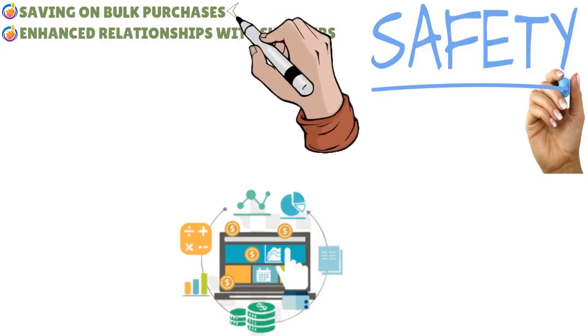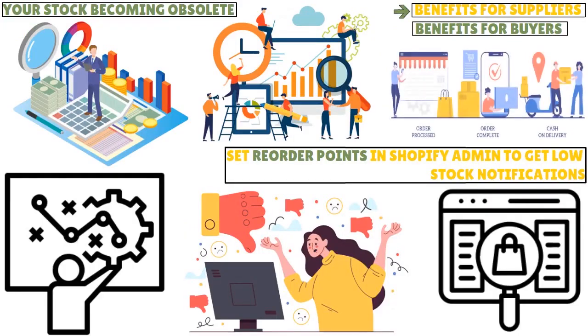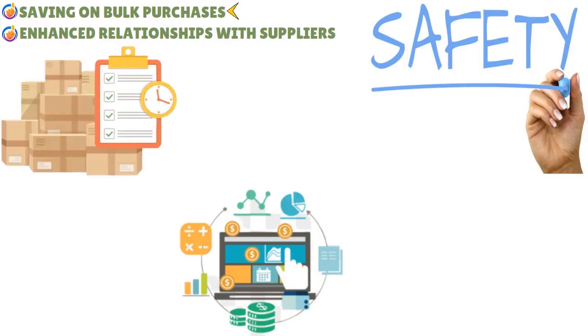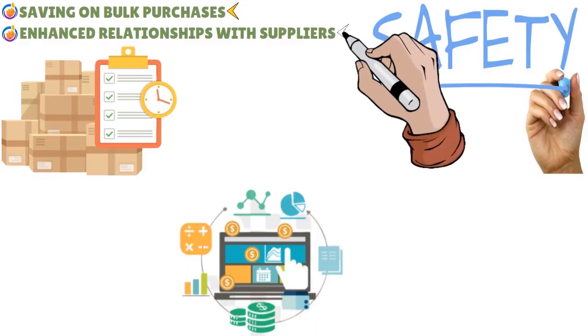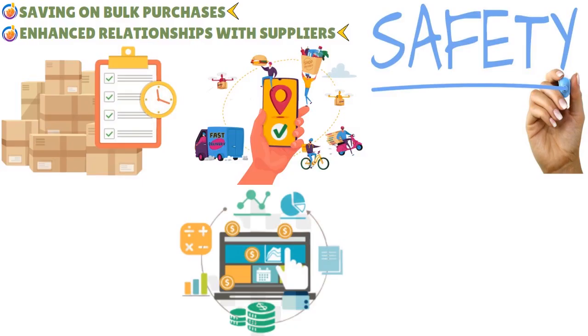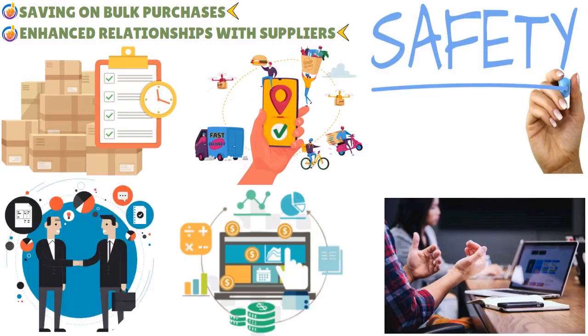So when I speak about saving on bulk purchases, if you work with suppliers that have MOQs, you'll know you are getting the best price per unit. Buying products in bulk results in savings and more profit on each unit sold. You also have enhanced relationships with suppliers, so your ideal purchase quantity may differ from your supplier's MOQ. This means you will need to work with your supplier to reach a solution, and these negotiations can actually create stronger relationships.